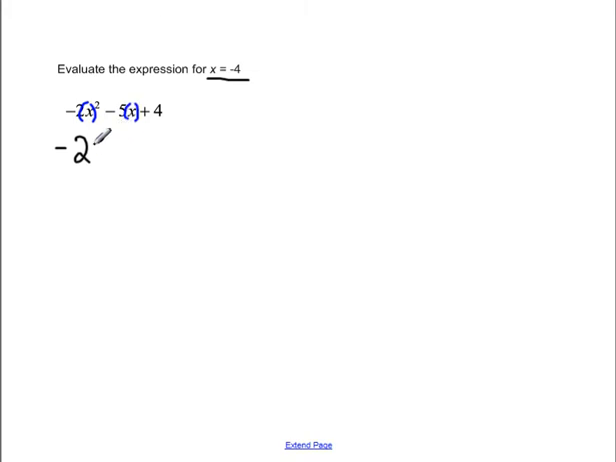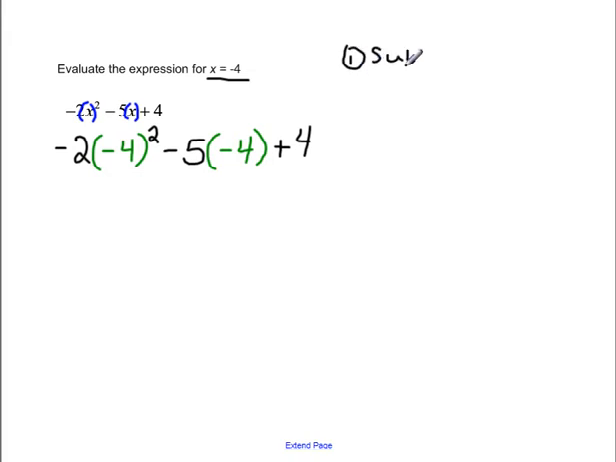So we have -2 times x, but we're not doing x, we're doing -4, the value we've been given for x. And then that's going to get squared, minus 5 times x. So again, we're going to slip the x out of those parentheses and slip in the -4. And then the last thing we're going to do is add 4. Okay, so here's our substitute step. That's always the first thing we do when we have an evaluate problem: one step just to replace the variable everywhere we see it with the value that we're given.